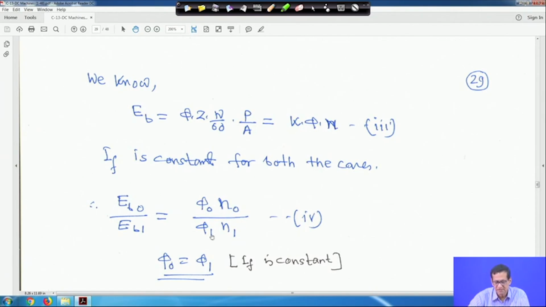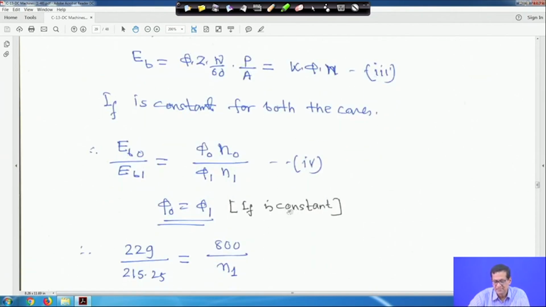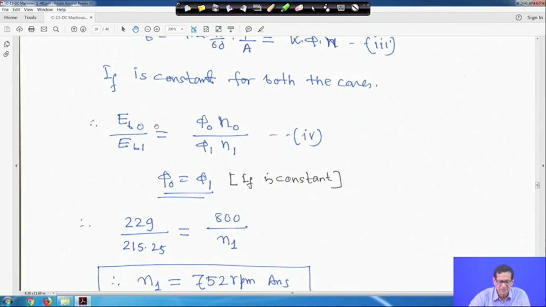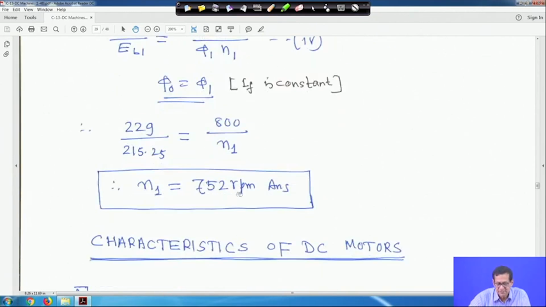So, it is phi 0 N0 upon phi 1 N1, but the field is constant, IF is constant for both the cases, the current is 1 ampere, therefore phi 0 is equal to phi 1. So, Eb0 we computed 229, Eb1 we computed 215.25, is equal to N0 we know 800 divided by N1, the speed. Therefore, N1 is equal to 752 rpm. This is the answer, right.